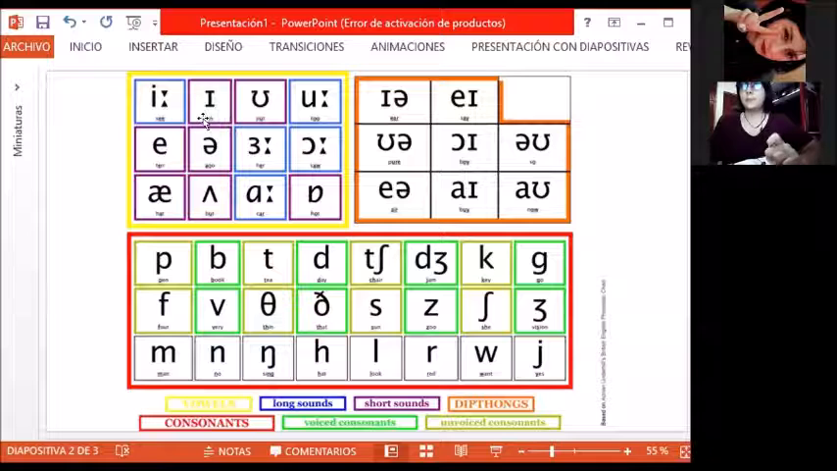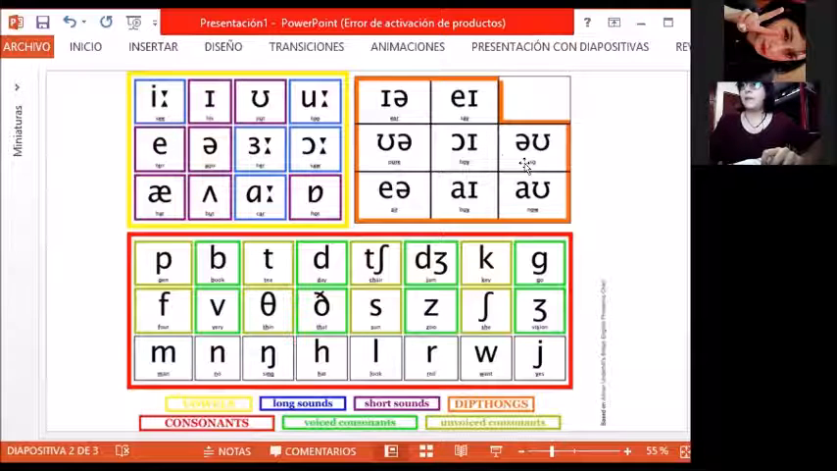For example, here we have I. That's a short sound. And the pair of this short vowel, but in a longer version, is I. As you can see, all the long sounds have these two dots next to them, and that's when you know that it is a long sound, a long vowel.